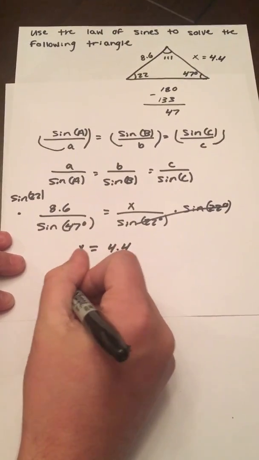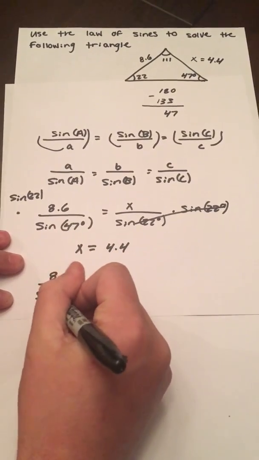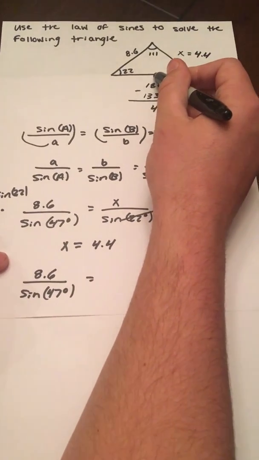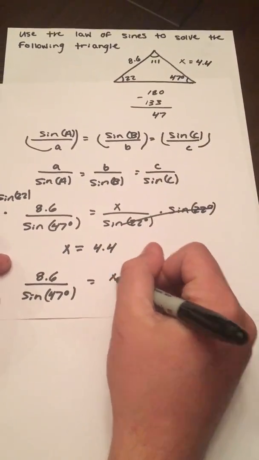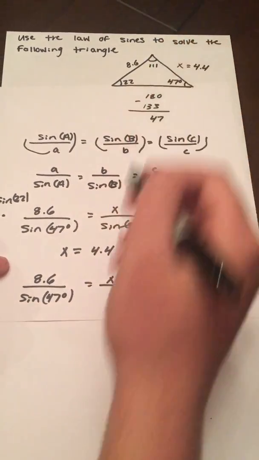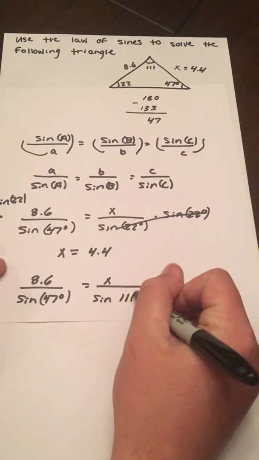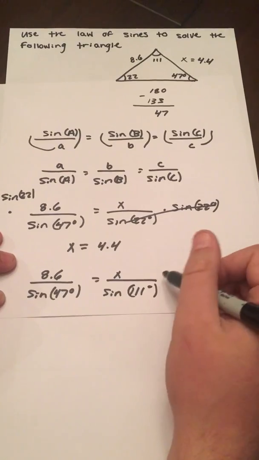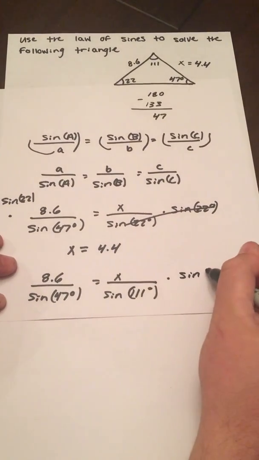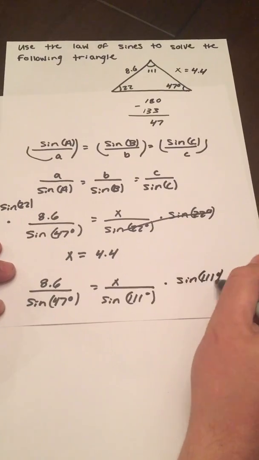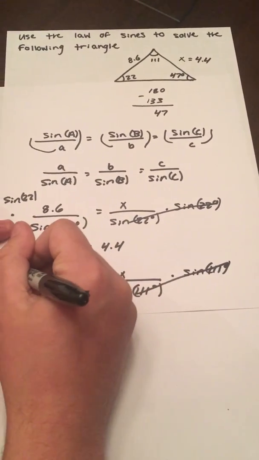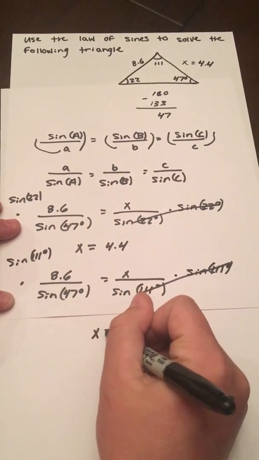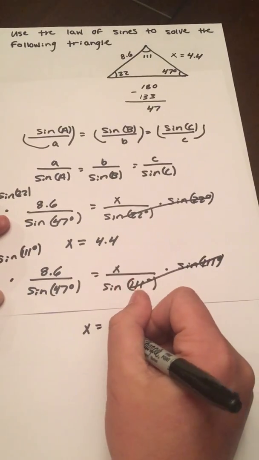So it's going to be little a, which is 8.6, over big A, which is the sine of 47 degrees, equals, we're solving for side B right here, which is going to be little b. So we can call that x. And then that's going to be the sine of 111 degrees because big B is 111 degrees. Now you just isolate the x to solve for it. So you multiply by the sine of 111 degrees to get them to cancel. And then you just move that over here to multiply it by the sine of 111 degrees. And the side we're looking for equals 11.